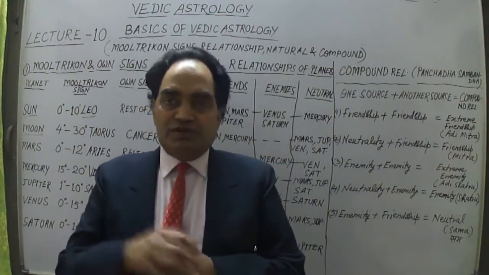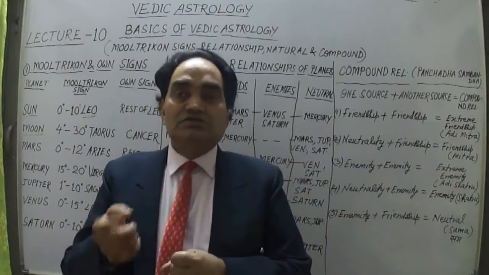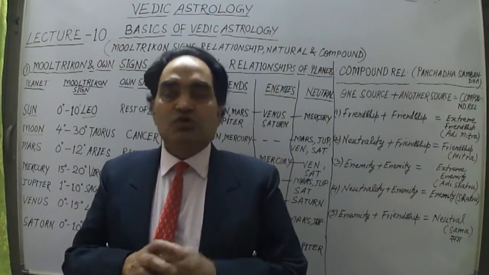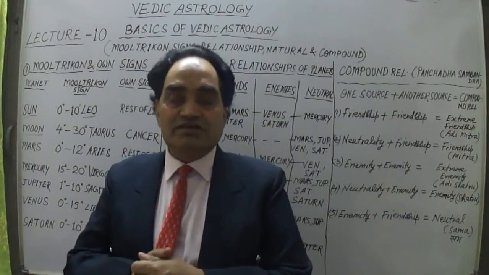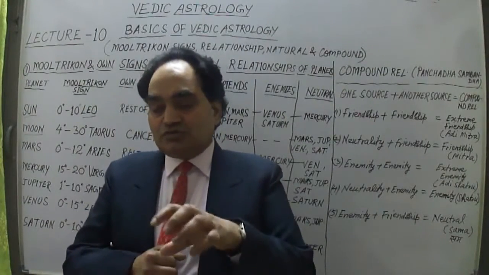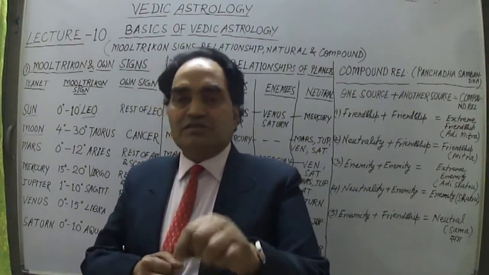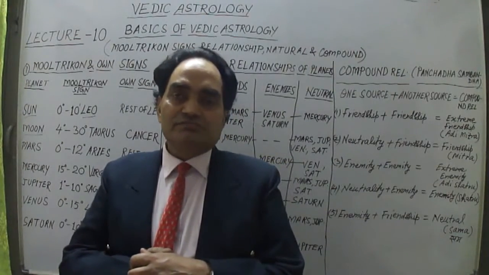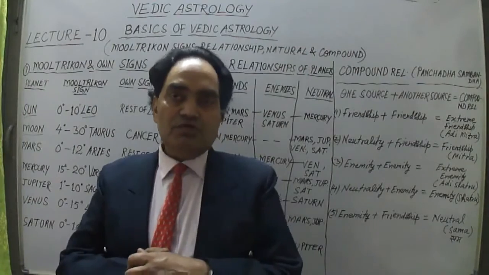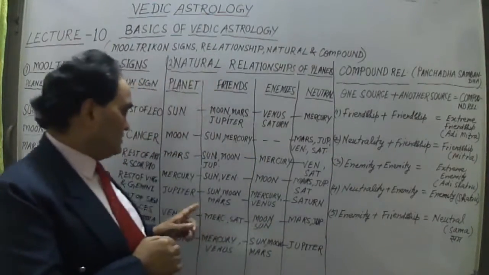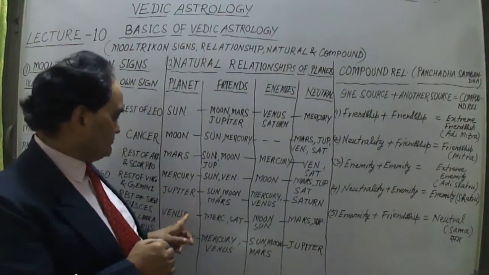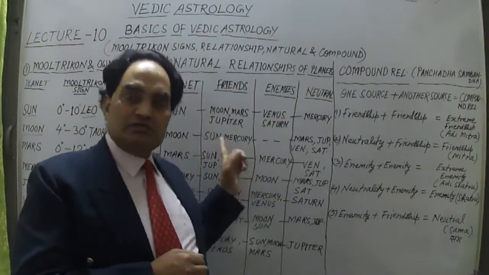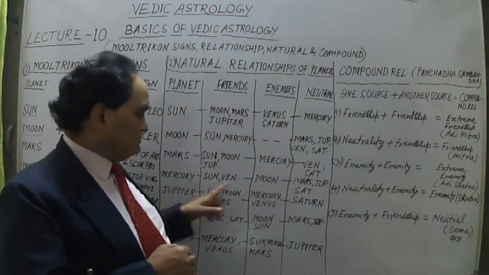In that particular sign, is it his own sign, a neutral sign, or in which sign is this planet placed? Okay, and suppose a planet is lying in another sign. Suppose Mercury is lying in Moon's sign. For example, for Mercury, Moon is an enemy. For Moon, Mercury is a friend, but for Mercury, Moon is an enemy.